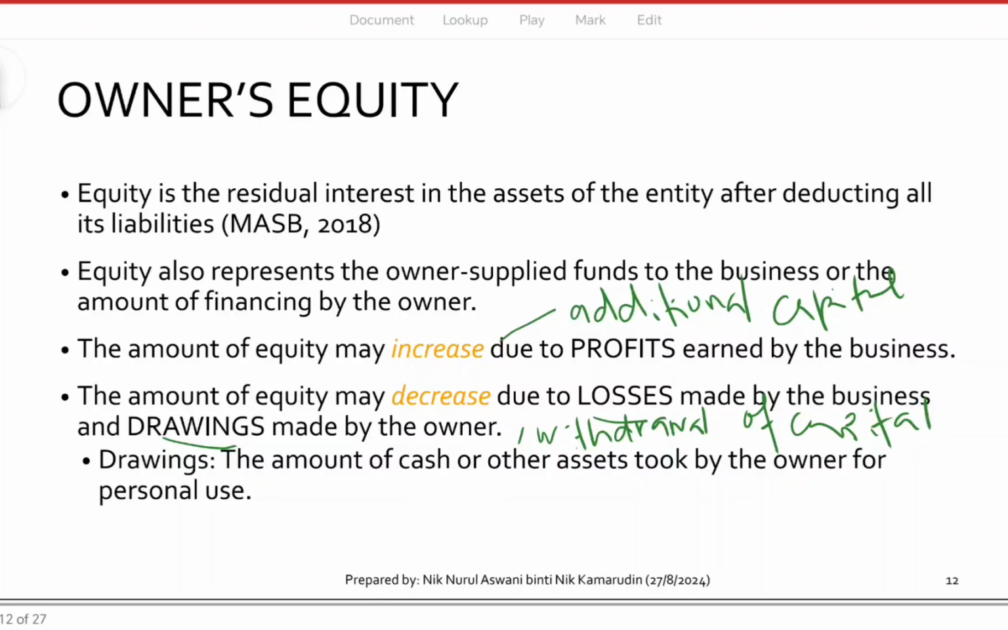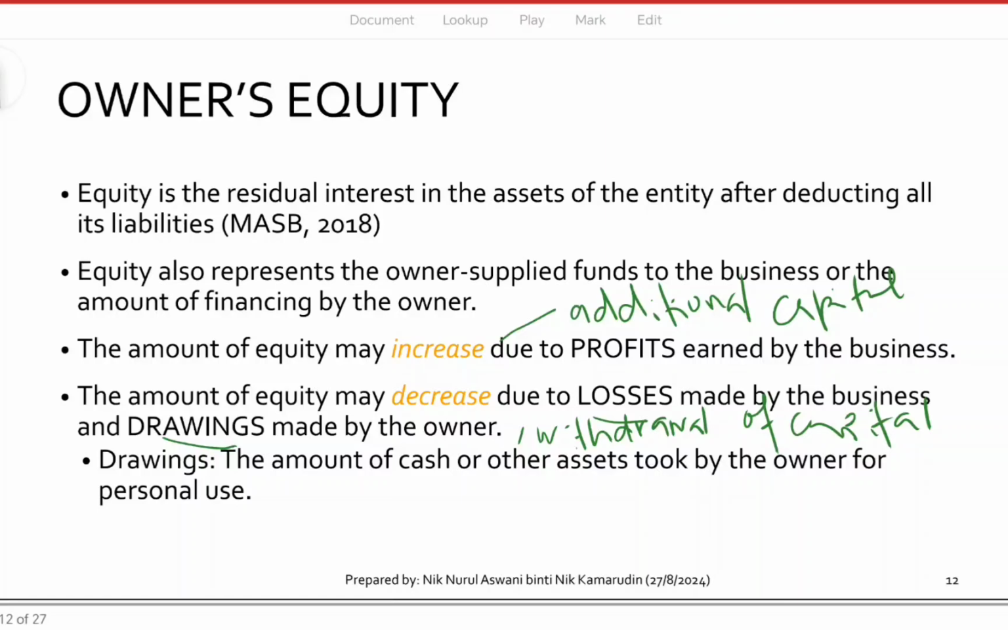Okay, what is drawings? Drawings is the amount of cash or other assets taken by the owner for personal use. So if you, as the business owner, took something from your business, you have to record it. It can be either cash or any items from the business, for example from your stock. If you took goods, you need to record the cost of the goods that you took, and you are going to include that in the drawings account.